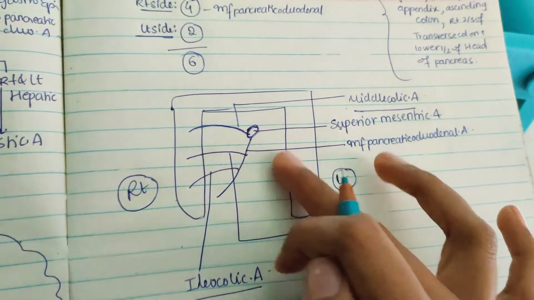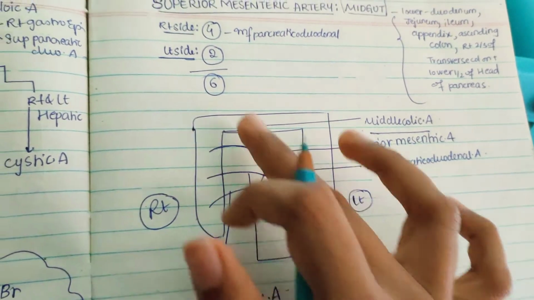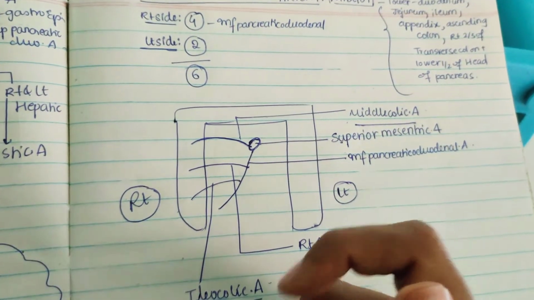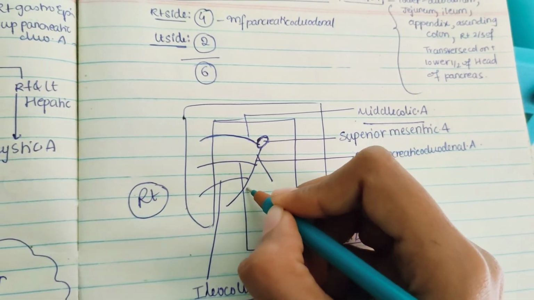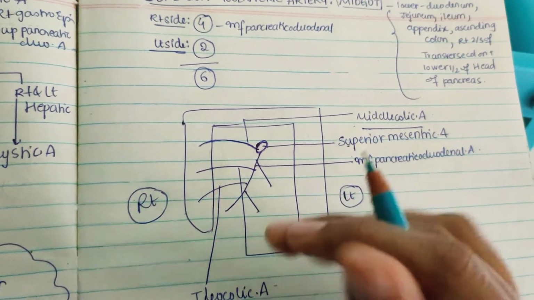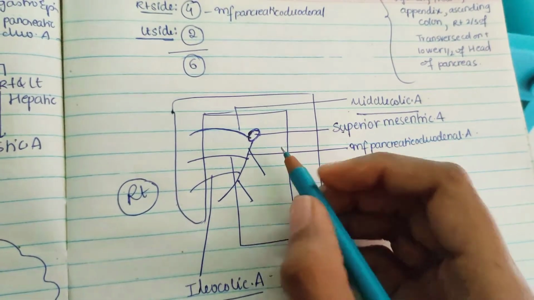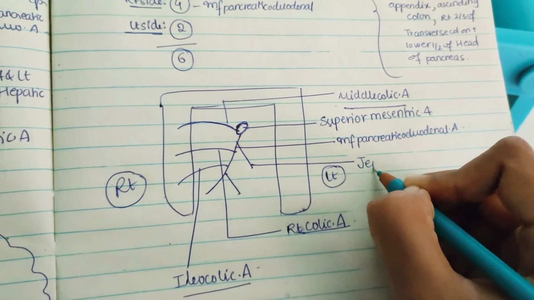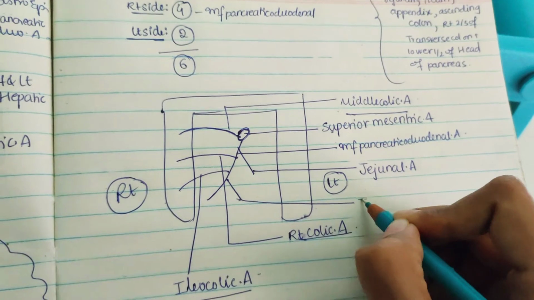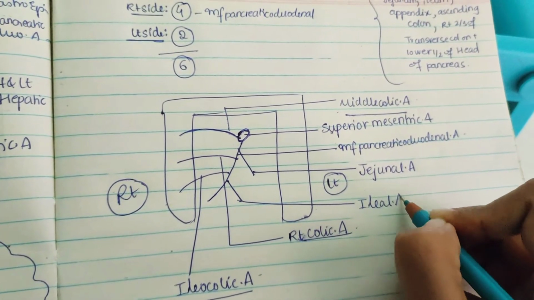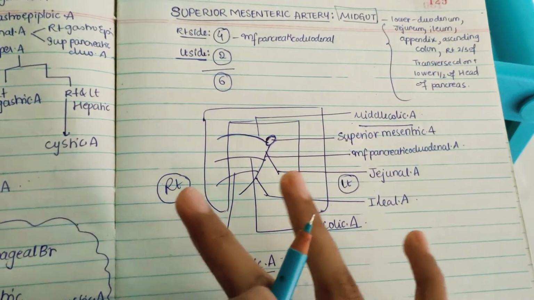Now let us see the branches given by the superior mesenteric artery on the left side. As we discussed, there are only 2 branches. One is the jejunal branch and one is the ileal branch. That's it. The jejunum and ileum are present in this location. So this is the jejunal artery, and this is the ileal artery. So that is about our superior mesenteric artery branches.